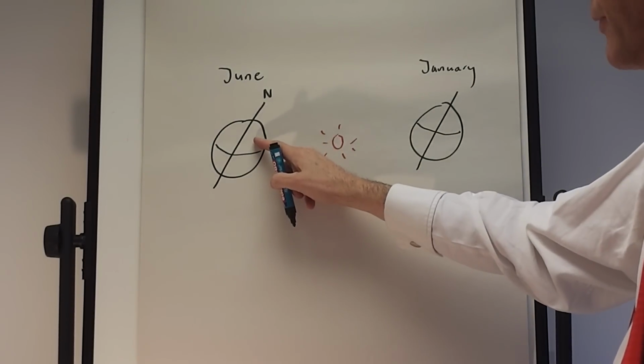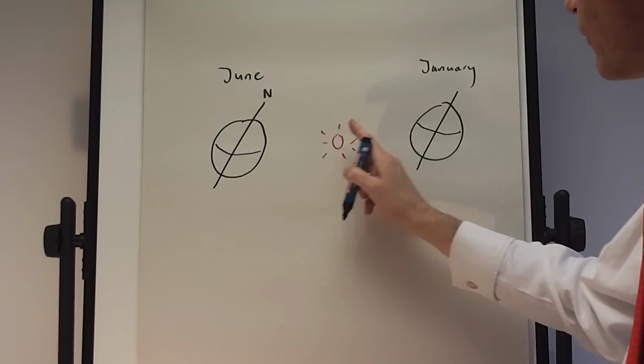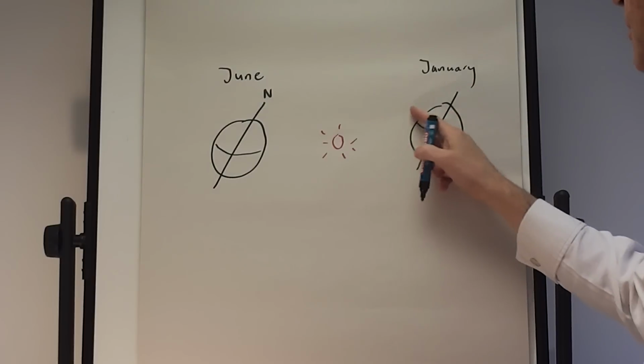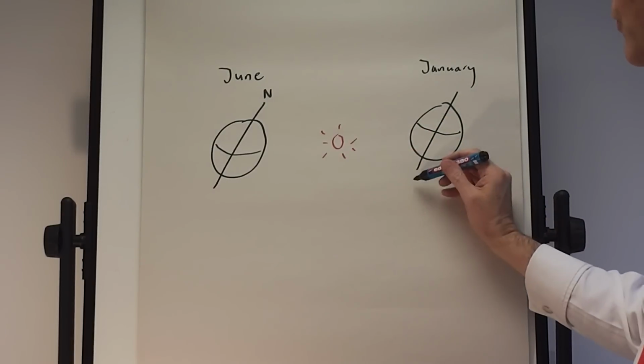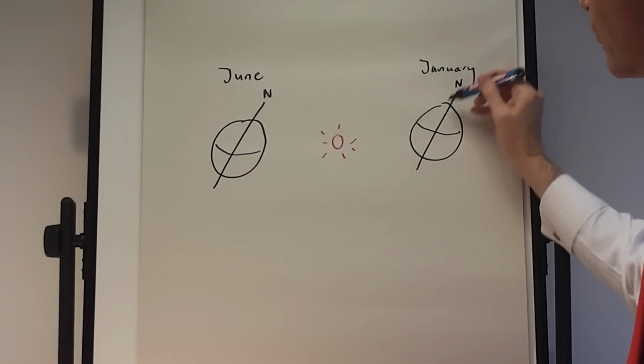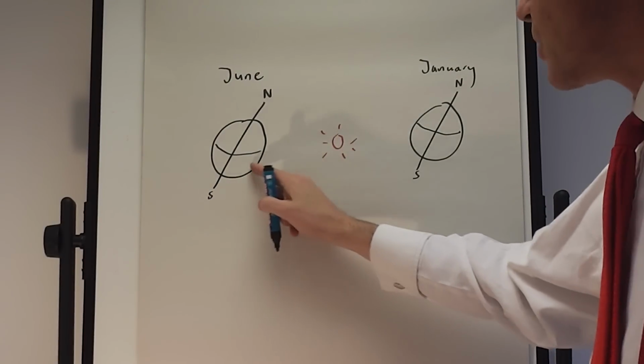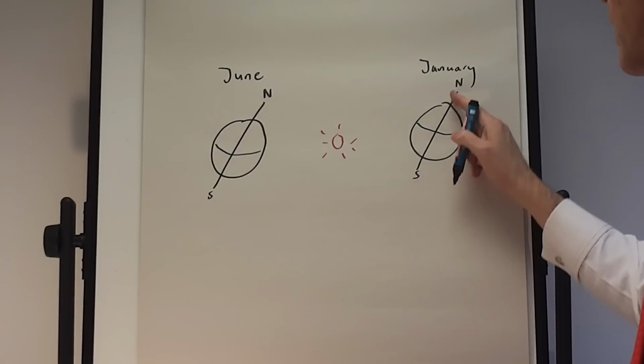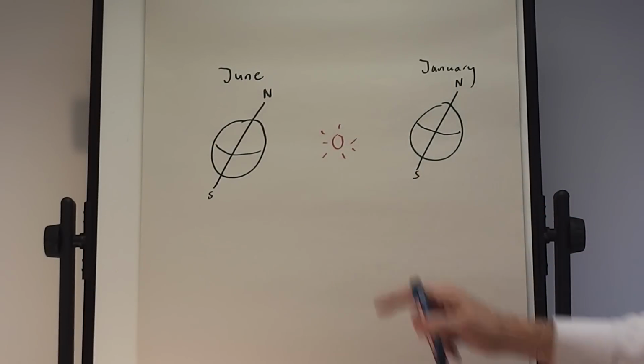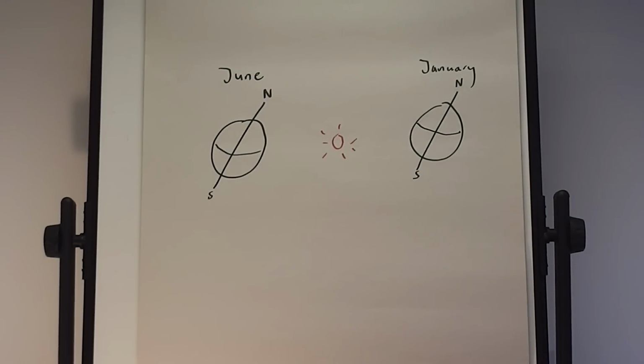In June, in the summer, the northern hemisphere points towards the sun. In January, the northern hemisphere points away from the sun. And of course, the exact reverse is true of the southern hemisphere. In June, it's pointing away from the sun, so that's their winter. In January, it's pointing towards the sun, so that's their summer.